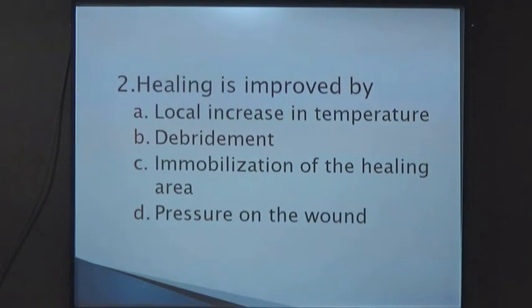Local increase in temperature, debridement, immobilization of the healing area, pressure on the wound. So the healing will be improved by a local increase in temperature. And second, if you do a proper debridement, removal of plaque, calculus, material, and debris, all other things. And immobilization of the healing area. Usually when you are doing a flap surgery, you will give a suture, you will give a pack. The pack not only protects the surgical area, it also acts like a splint so that immobilization will be there. Healing will be better. And then pressure on the wound. All those things will improve the healing.